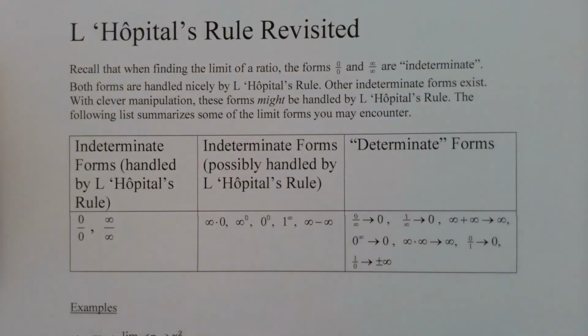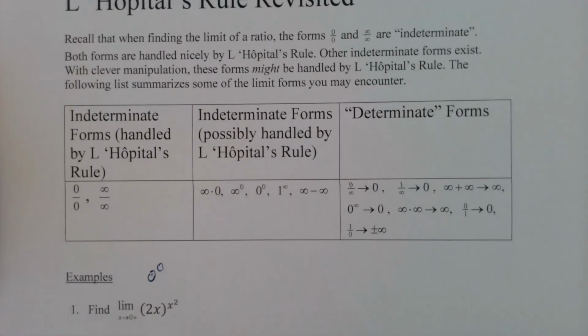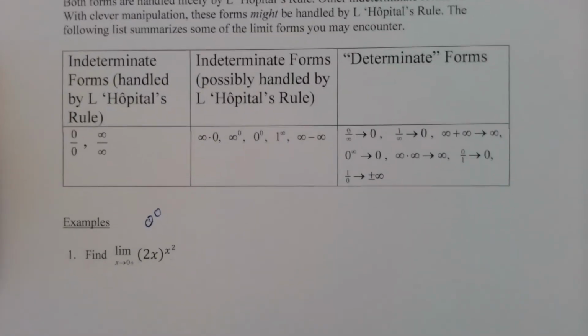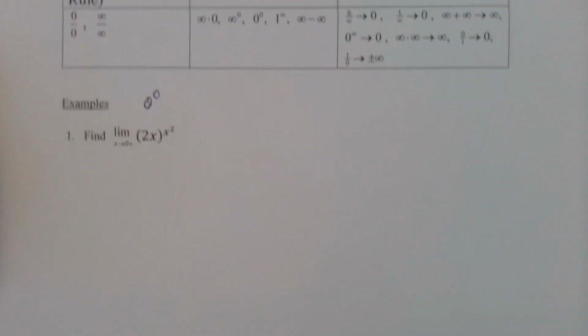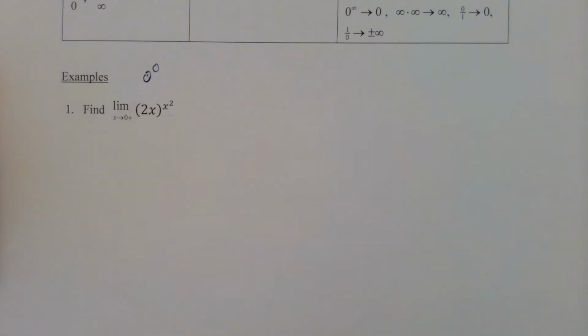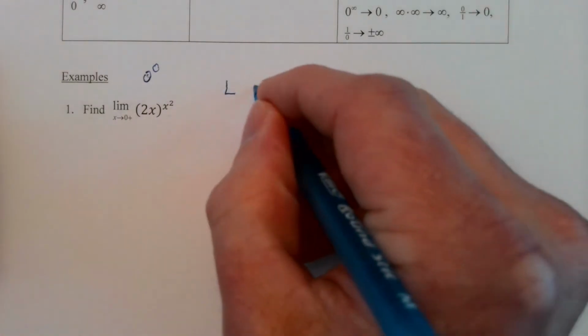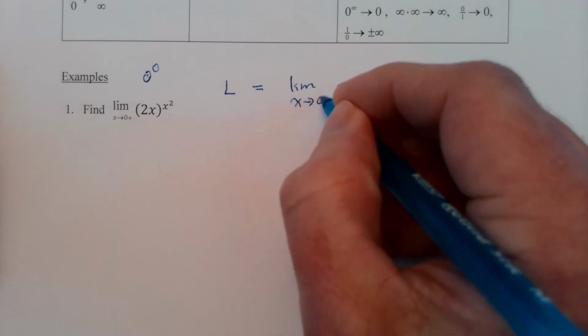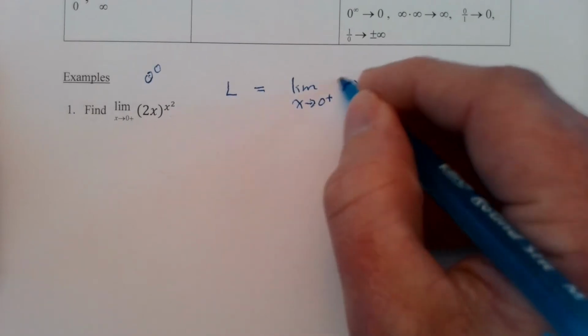What's this first one? As x goes to 0, clearly the base has a value of 0 or approaches 0, as does the exponent. This is a 0 to the 0 power in form. To go about solving something like this, we make the assumption that there is a limit in the first place, and we give it a name, like L. So we say L equals the limit as x approaches 0 from the right of 2x raised to the x squared power.